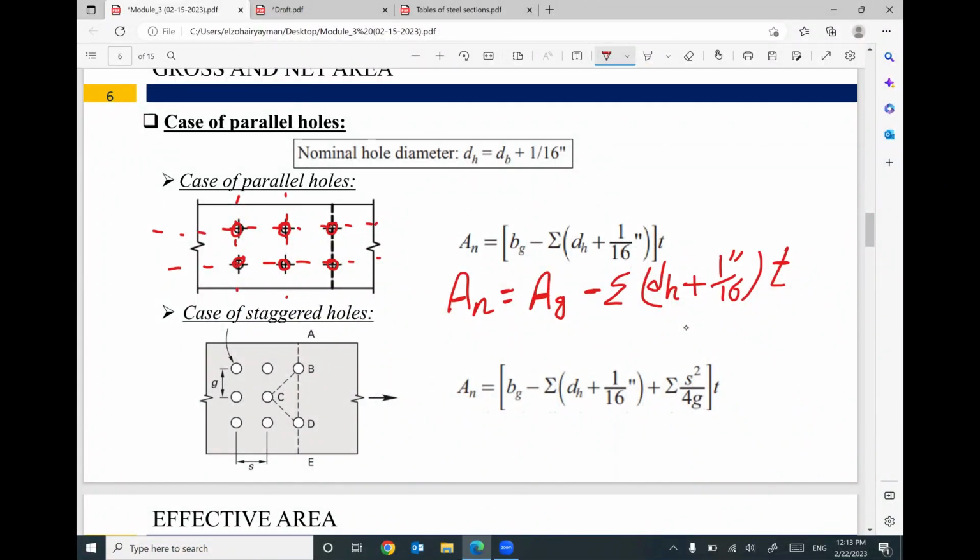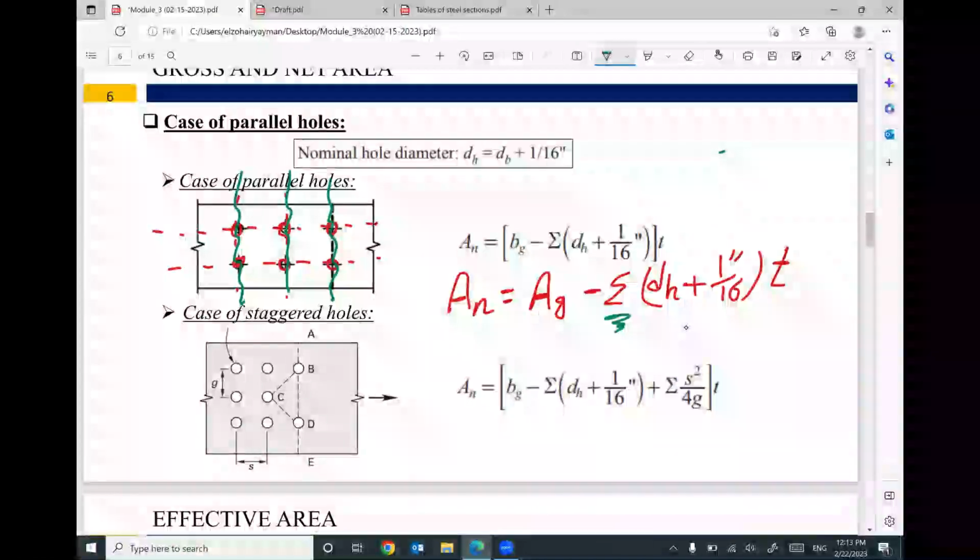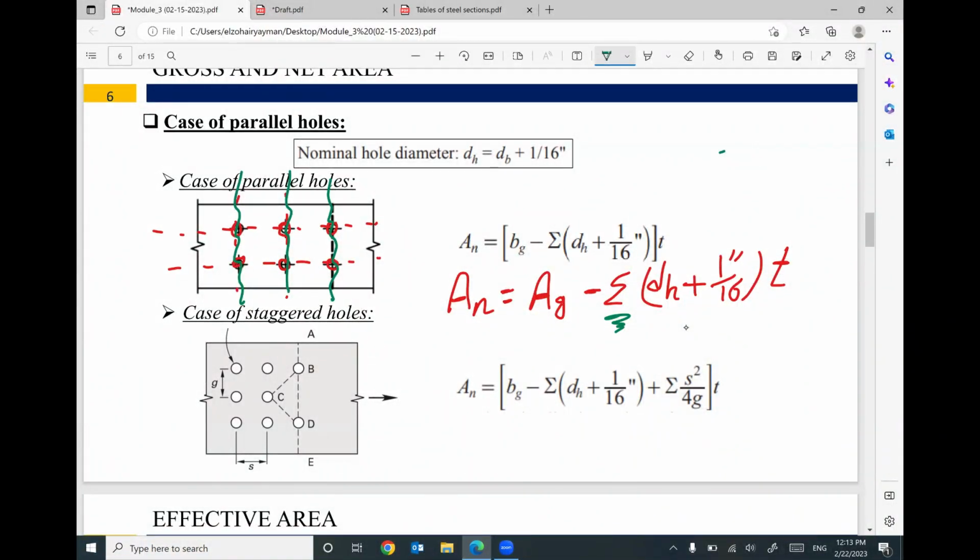And I told you last meeting also that summation means if you take a cross section here, or here, or here, how many bolts are in each of these cross sections? I think in this case it will be 2. So this summation means 2 times d hole. Here d hole equals d bolt, the diameter of the bolt, plus 1/16 inch.